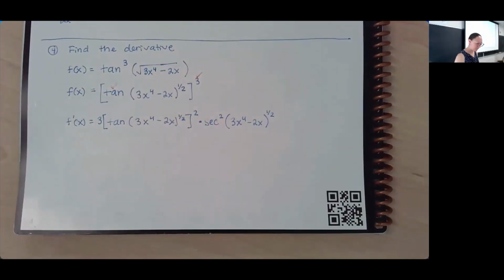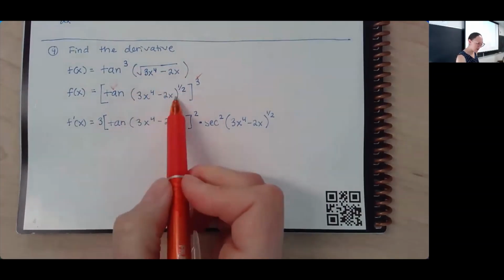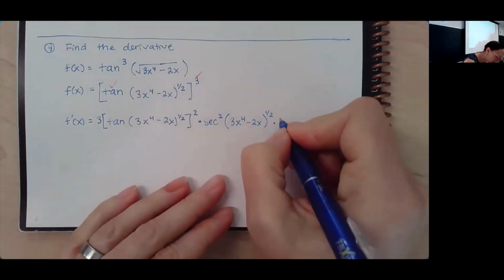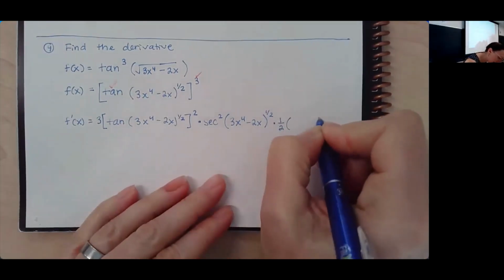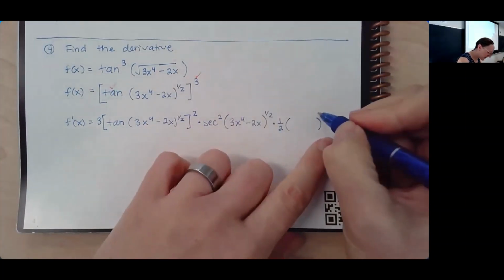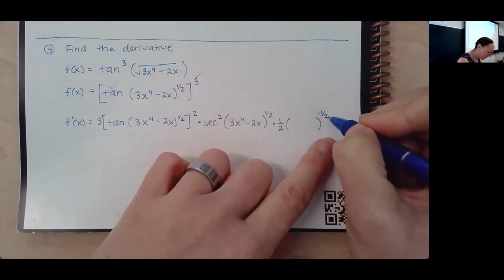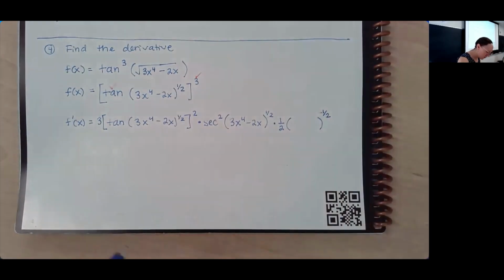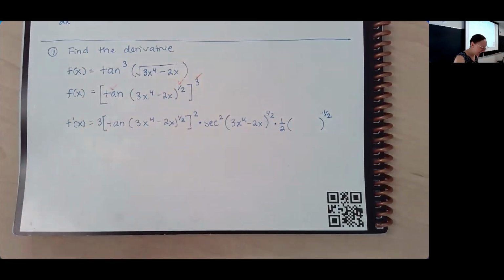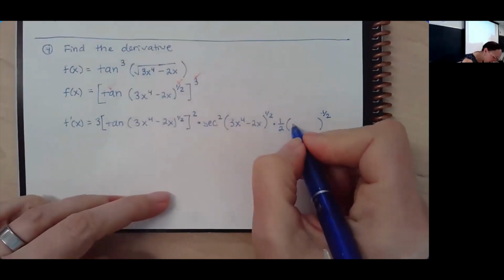Next up, I've got some stuff to the 1/2 power. So I'm going to use that power rule, bring that 1/2 down, and then subtract 1 from the exponent. And 1/2 minus 1 is going to give me a negative 1/2. Took the derivative of the 1/2 part. And then I'm not going to change what's on the inside.